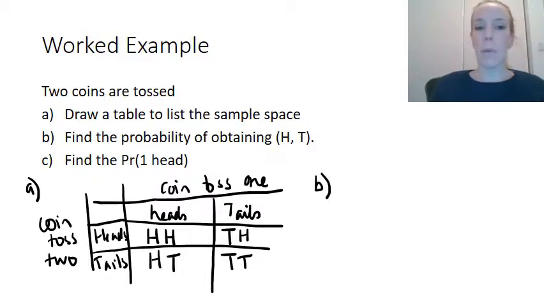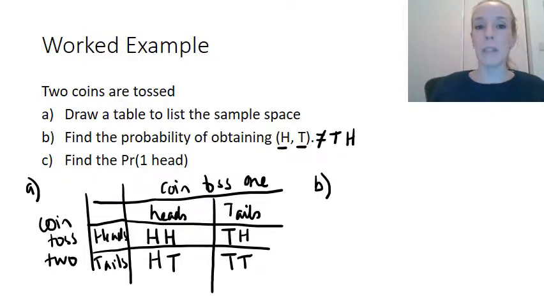For B, find the probability of obtaining heads and then tails. Now, remember what I said a slide ago? The order is important. So tossing heads and then tails is not the same as, so that is not equal to, tossing tails and then heads.